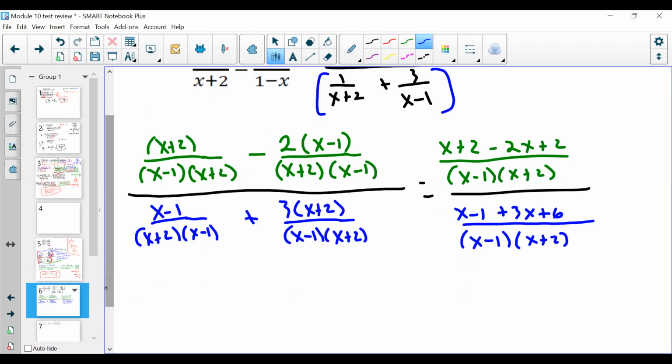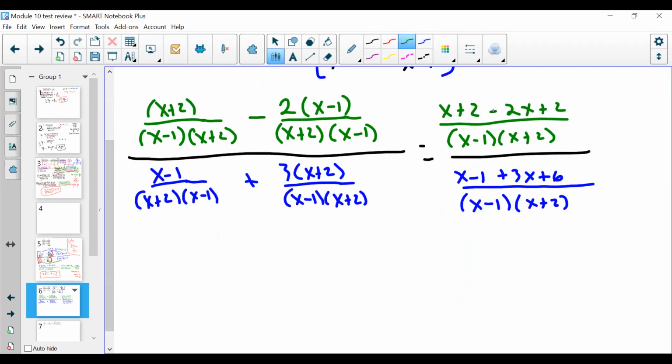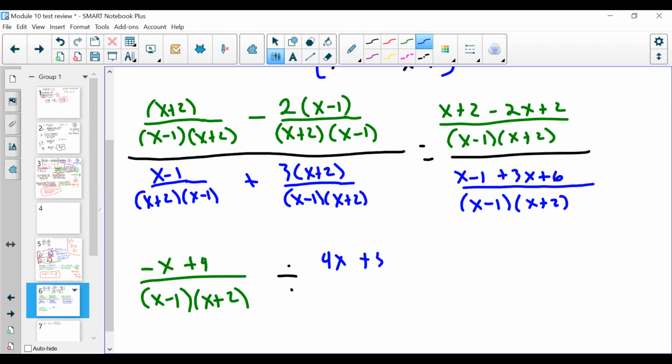And then what I end up getting is that this whole green equation, when I combine like terms, I get negative x, the x and negative 2 give me x, negative x plus 4, all over x minus 1, x plus 2. That's being divided by that whole thing in blue. So I have x and 3x gives me 4x, negative 1 and 6 gives me positive 5, all over x minus 1, x plus 2.